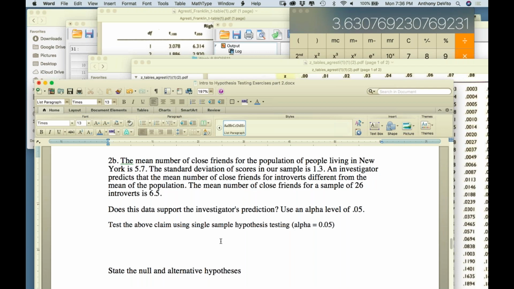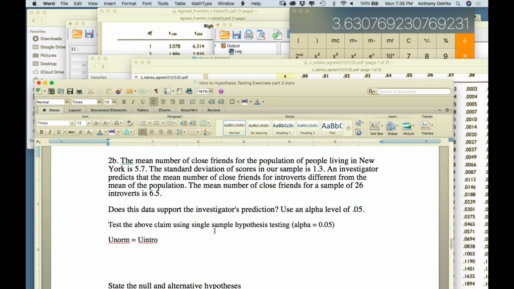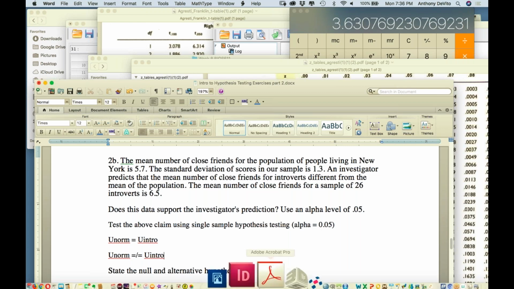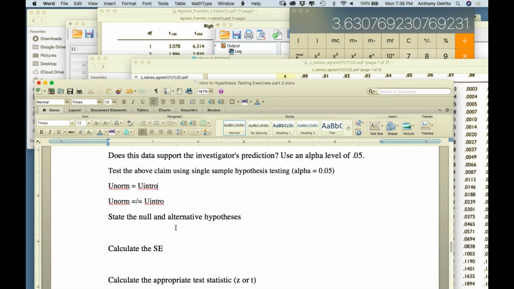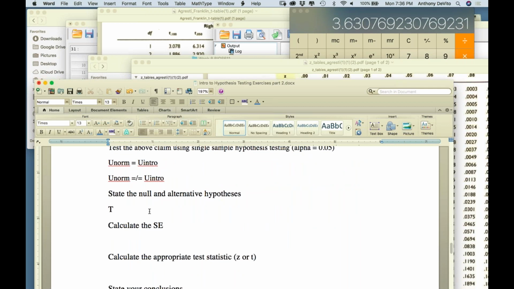So before we even do anything, let's write our null hypothesis. Our null hypothesis, again, is mu for the normal population is equal to mu for the introvert population, right? And our alternative hypothesis, mu for the normal population does not equal mu for the introvert population. Okay. In order to demonstrate this, we need to calculate a t-value. How many standard errors apart are these values?